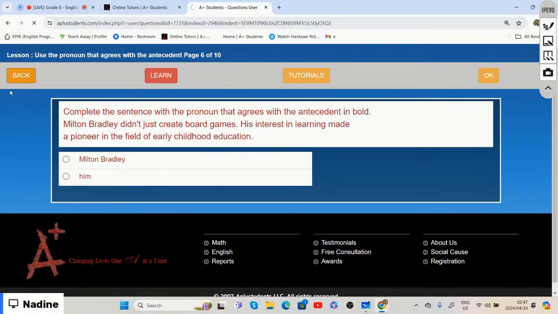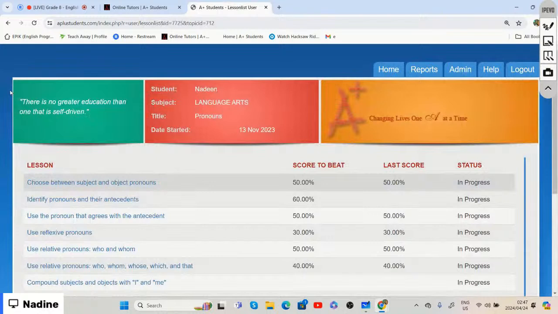All right, so we say that the pronoun takes the place of a noun. Nouns can be a name, or a name and surname, but a pronoun can be words like she, he, them, we, our.